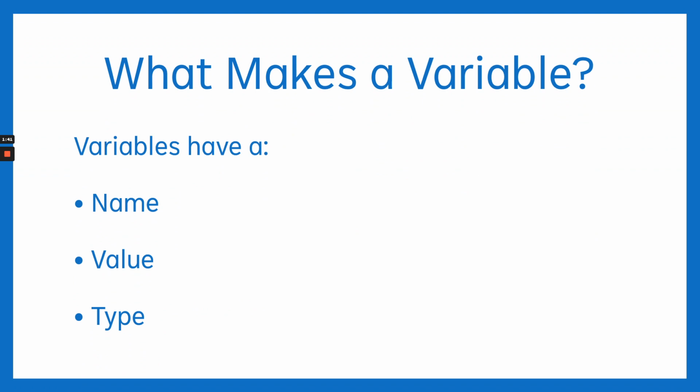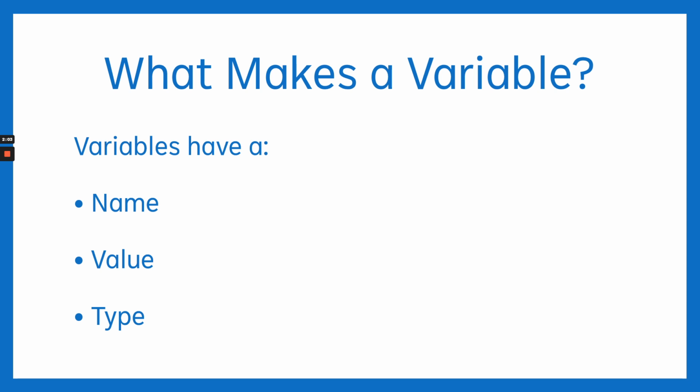So now we talk about what makes up a variable. Every variable must have three attributes, three qualities that always have to be specified. A variable must have a name because we use the name of the variable as a way to locate the variable inside the computer's memory.